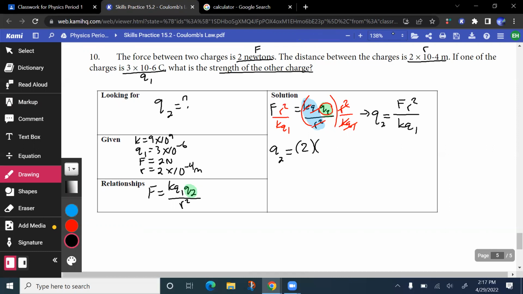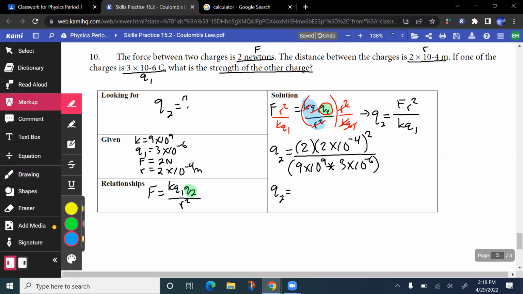Force is 2 newtons times the distance, which is 2 times 10 to the negative 4th power, and we have to square that. Divided by, open parentheses, K, 9 times 10 to the 9, times charge 1, which was 3 times 10 to the negative 6th power. Here's the strategy for putting this in our calculator. Let's first take this number and square it, then multiply that by 2. Then we'll divide by what's on the bottom. All right, let's try this.